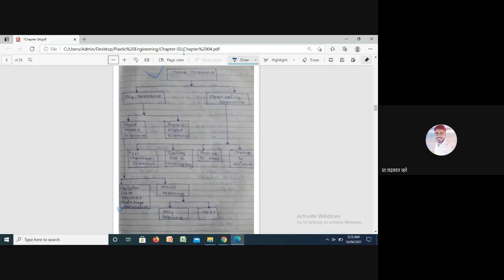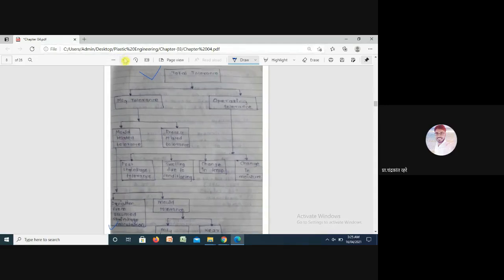So is it understood? Anybody please reply. Is it understood? Roll number 9, 11, 22. Roll number 8, 7, 6. Is it understood or can I repeat it? Okay. So go for the next part.